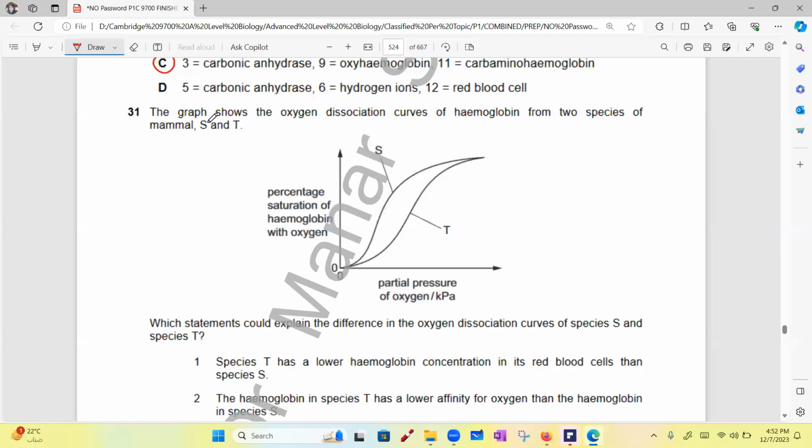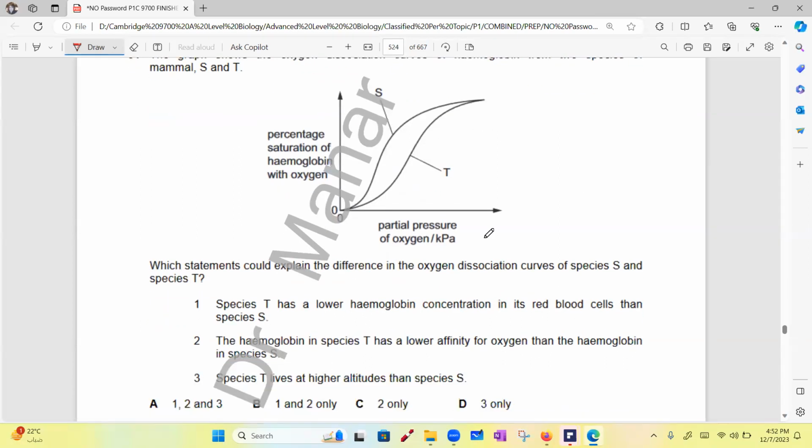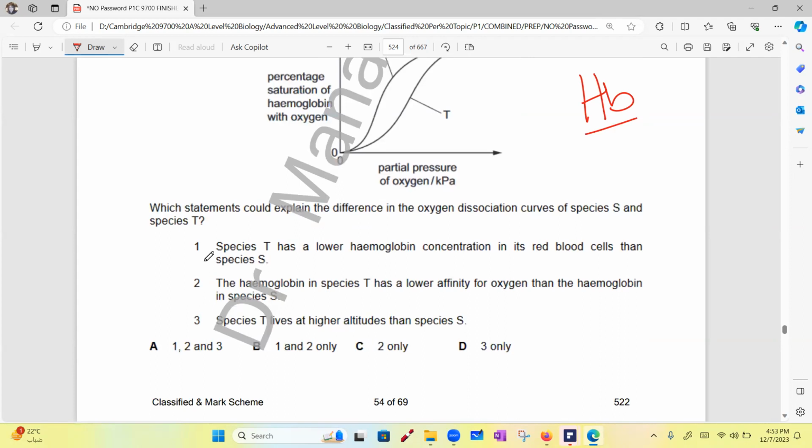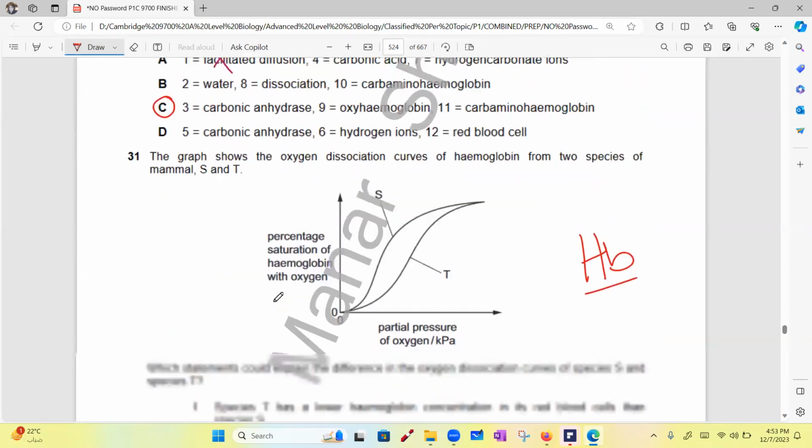Okay, 31. The graph shows the oxygen dissociation curves of hemoglobin from 2 species of mammal S and T. Farouk, which statement could explain the difference in the oxygen dissociation curve? Now, Farouk, the oxygen dissociation curves, what does it tell you about the hemoglobin? The affinity to oxygen. Affinity, exactly. So, where is the affinity mentioned here? In 1 or 2 or 3? Read it and tell me. 2.